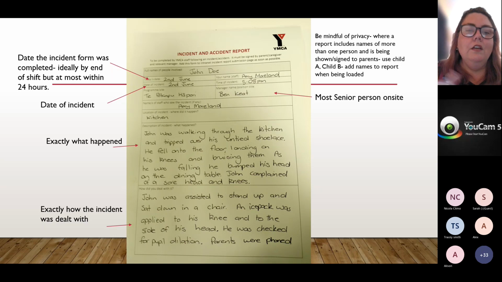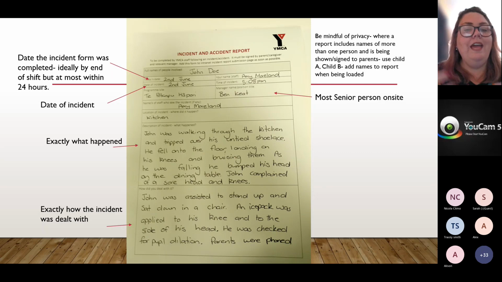So in this incident, John was walking through the kitchen and tripped over his untied shoelace. He fell onto the floor, landing on his knees and bruising them. As he was falling, he bumped his head on the dining table. John complained of a sore head and knees. So you've said exactly what's happened.